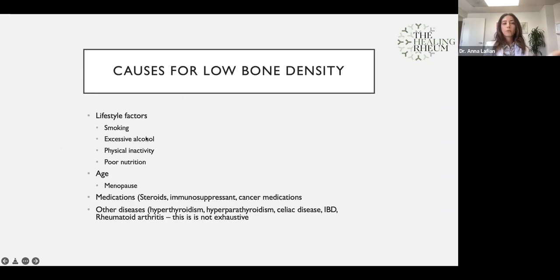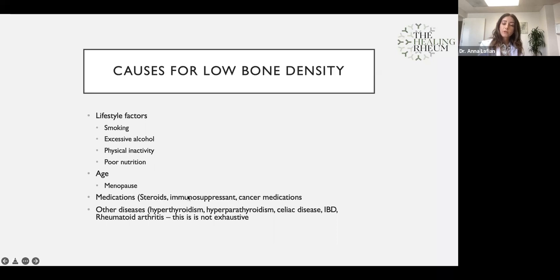So, obviously the number one thing is aging. As we age, our hormones change. We go into menopause. That's the number one cause, probably, I would say. But some lifestyle factors are smoking, excessive alcohol use, physical inactivity, and poor nutrition, right? And then also some medications can put you at risk for osteoporosis. Some of these things are steroids. As a rheumatologist, I rarely do prescribe steroids, but I don't like steroids because this is the number one reason I don't like steroids, because it can induce osteoporosis or a rapid bone loss in my patients.